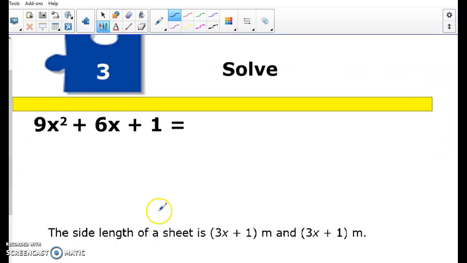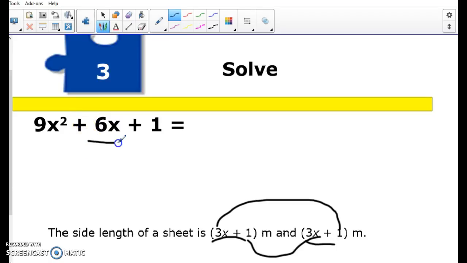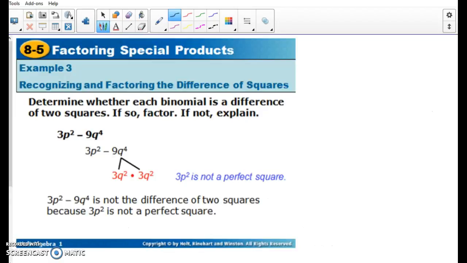This one's going to be 3x plus 1. I have it written down right here. And 3x plus 1. And then once I FOIL this out, 3x and 1 is 3x. 1 and 3x is 3x. You add those together, you're going to get that 6x in the middle.